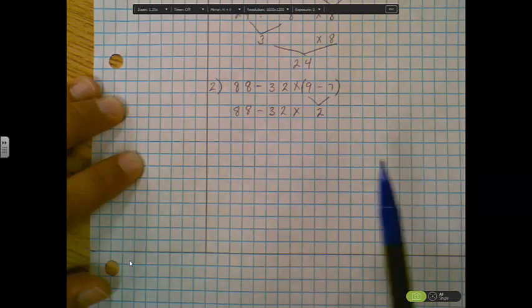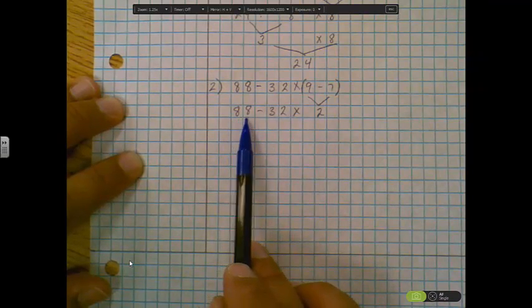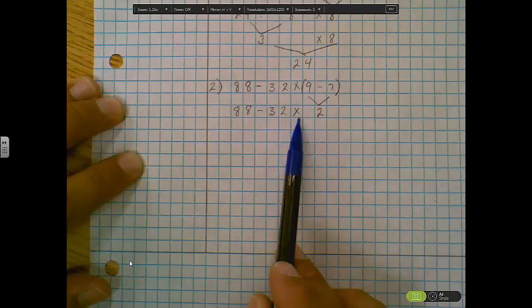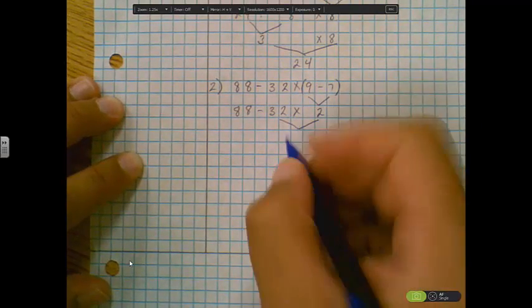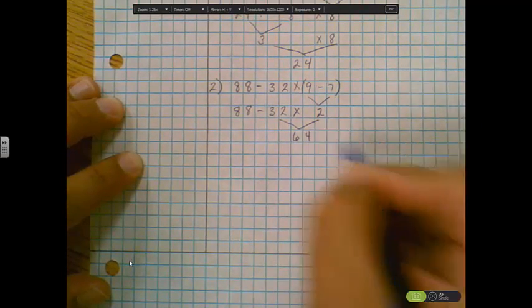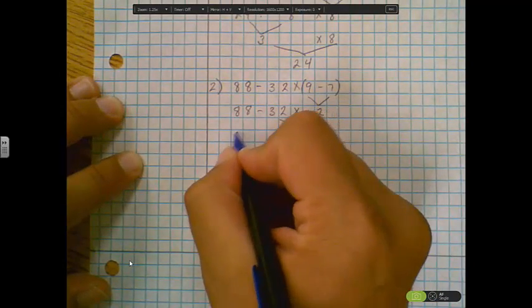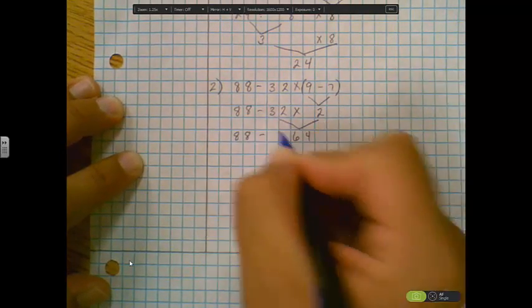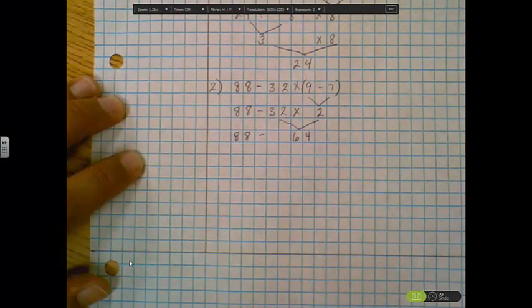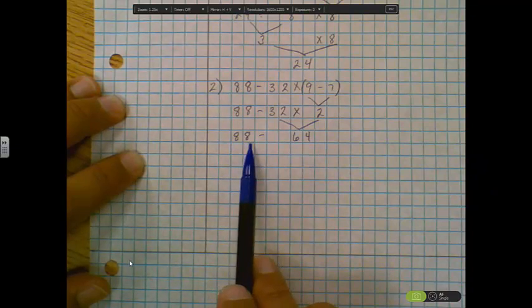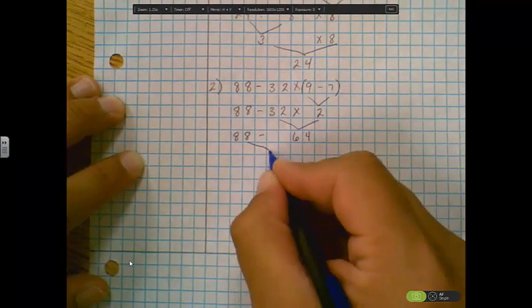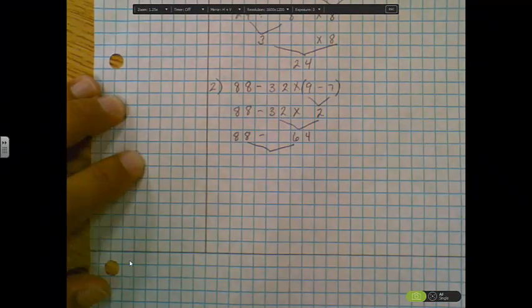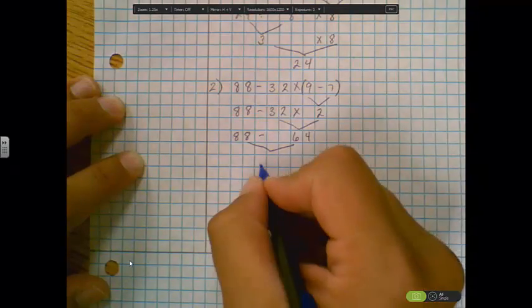The next thing is multiplication and division, so we look across here and we see our multiplication, so that's going to be our next step. We're going to do 32 times 2, and the answer to that is 64. And then we bring down the rest of our numbers, 88 and the minus. And so our last operation is addition and subtraction. Well, we have subtraction right here, so we're going to evaluate that. 88 minus 64 is 24.